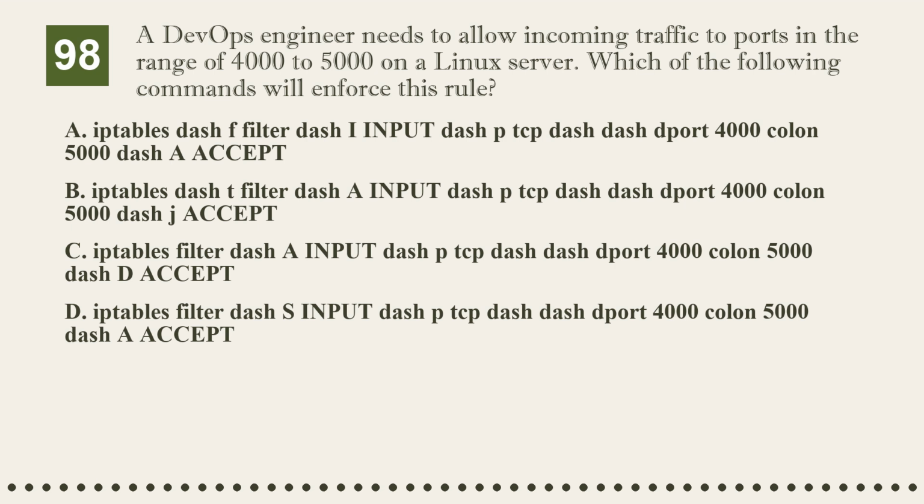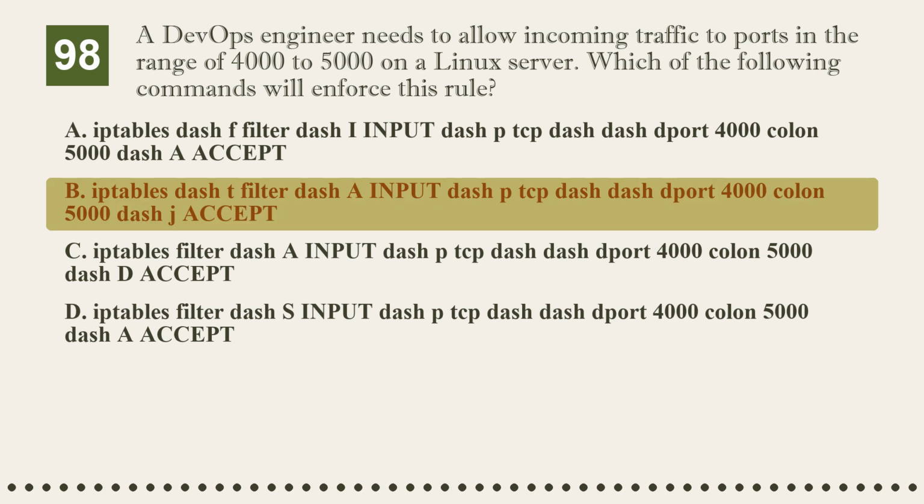Option B. iptables -t filter -A input -p tcp --dport 4000:5000 -j accept. Option C. iptables filter -A input -p tcp --dport 4000:5000 -D accept. Option D. iptables filter -S input -p tcp --dport 4000:5000 -A accept. The correct answer is option B.